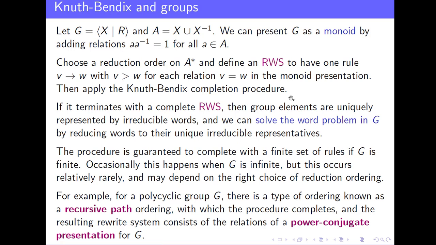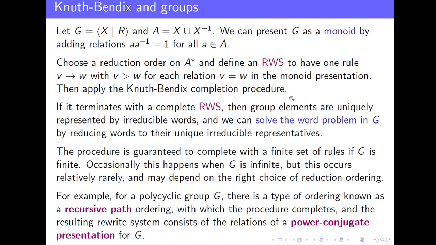It might work when the group is infinite. So infinite abelian groups, typically, it will work. That's not a great advantage. But a more interesting class of examples, which I'm not going to go into here, is polycyclic groups. There's a different sort of ordering, not based on length at all. It's called recursive path ordering. That's ordering based on weights of generators.